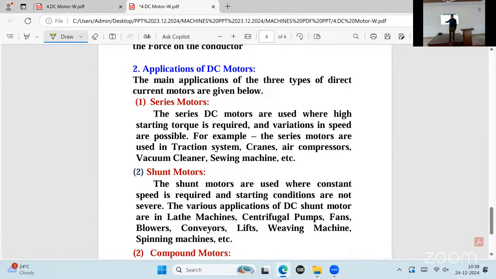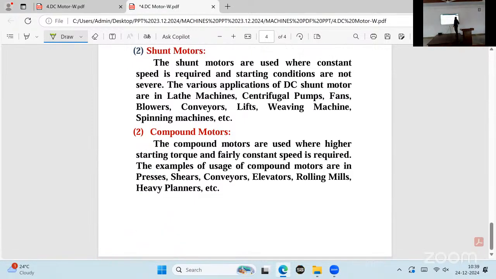How many types of DC motors? What are they? Series, shunt, compound. Just the applications, only applications, so read them. So the motor is completed. For the 1 mark question, it is all the applications.